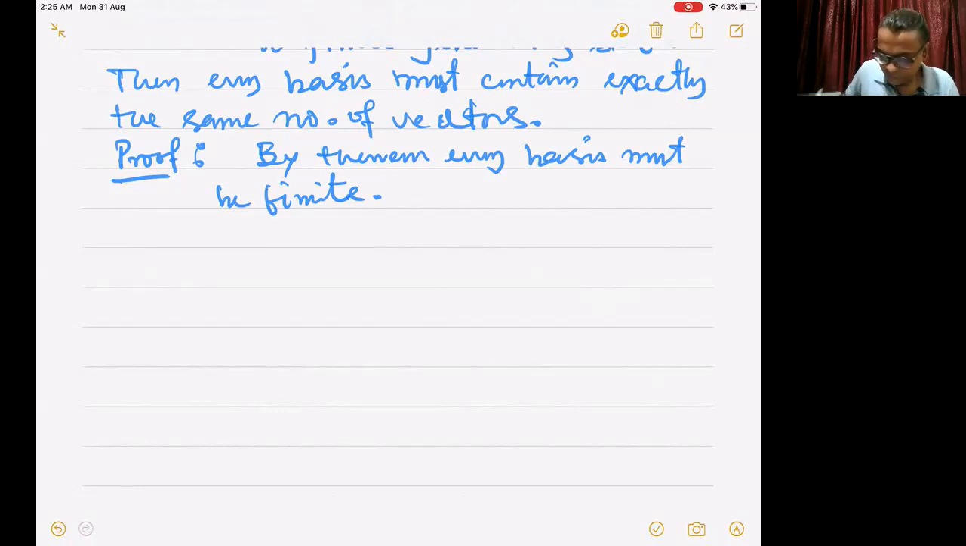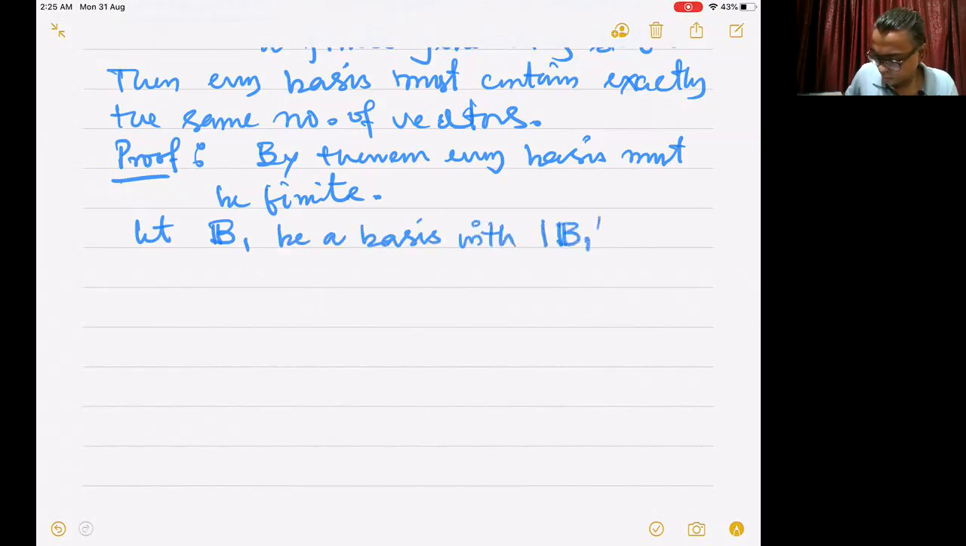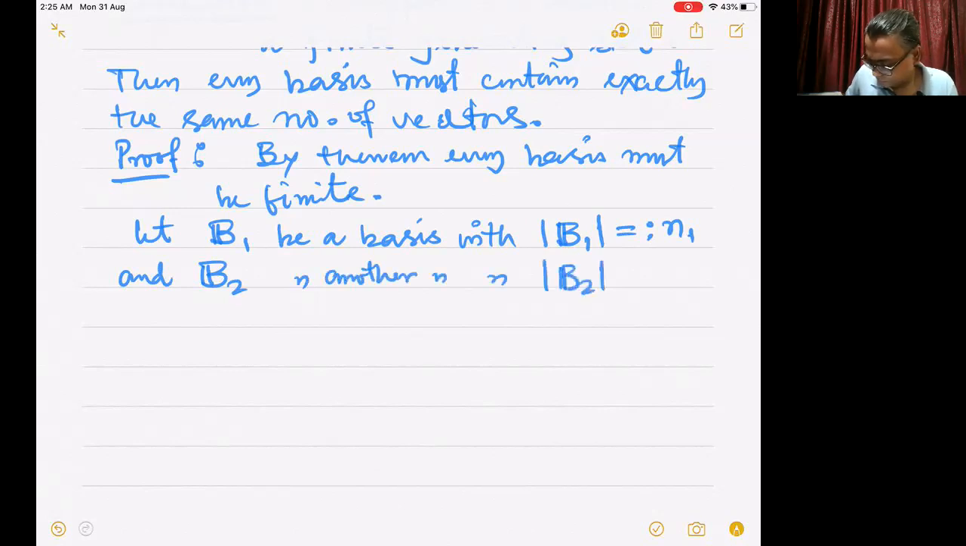So a basis must be finite. So now let B1 be a basis with the number of elements in B1 equal to n1, and B2 be another basis with the number of elements in it equal to n2.